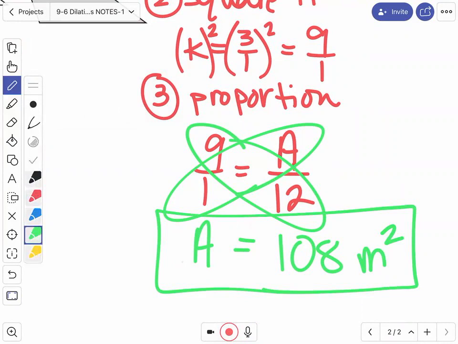So guys, I hope you enjoyed learning a little bit about how we find scale factor with dilations, especially with perimeter and area, because that part is relatively new.